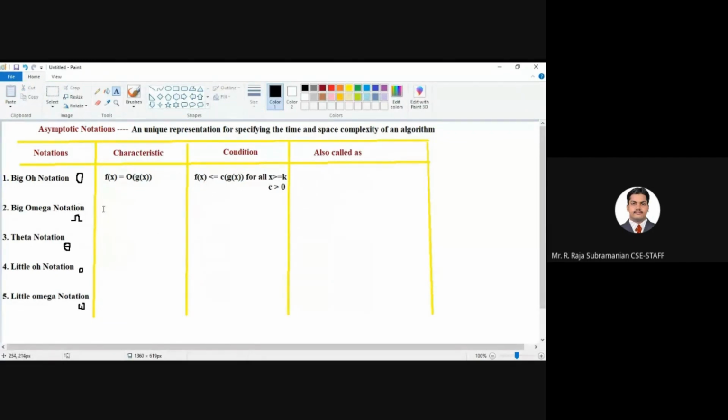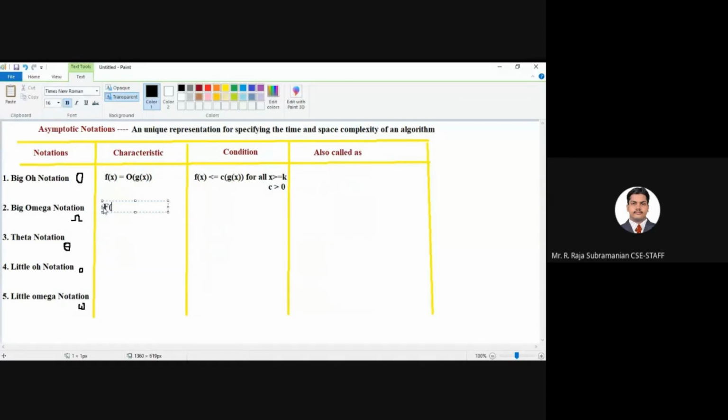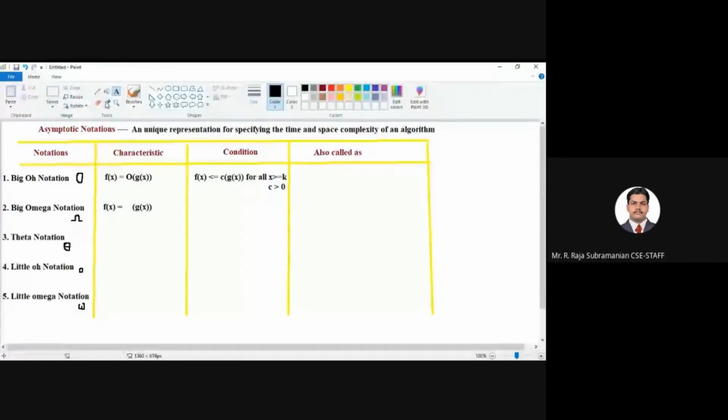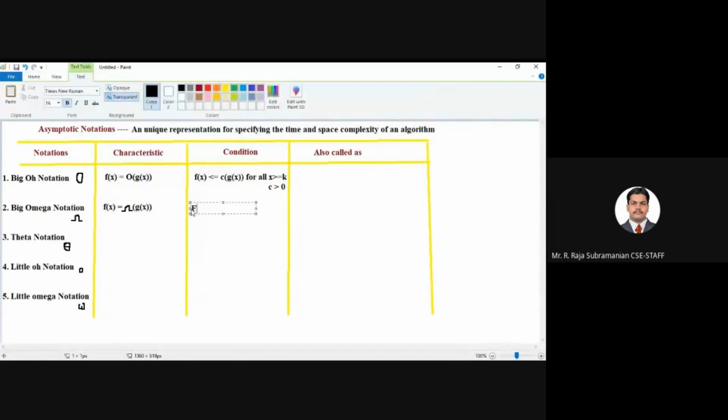Now coming to big omega, f of x is equal to omega of g of x. I will draw the omega symbol. Instead of x, I can also ask in the question as f of n is equal to big omega of g of n. So instead of x, I will write n also.